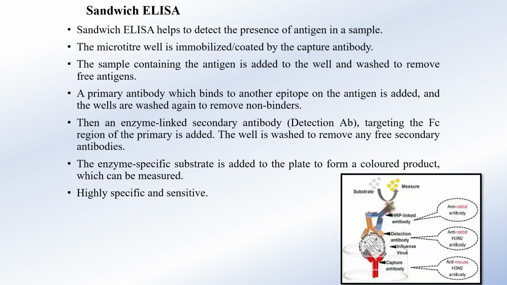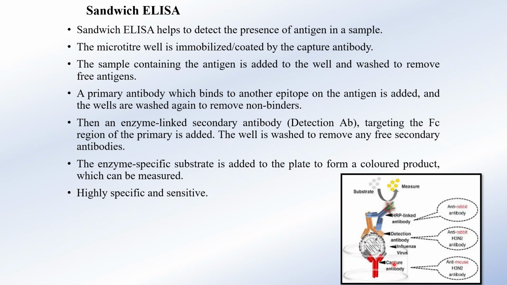Next one is the sandwich ELISA technique. Sandwich ELISA helps to detect the presence of antigen in a sample. The microreactor well is immobilized or coated by the capture antibody. What is done? This microreactor well plate is immobilized by capture antibodies. The sample containing the antigen is added to the well and washed to remove free antigen.